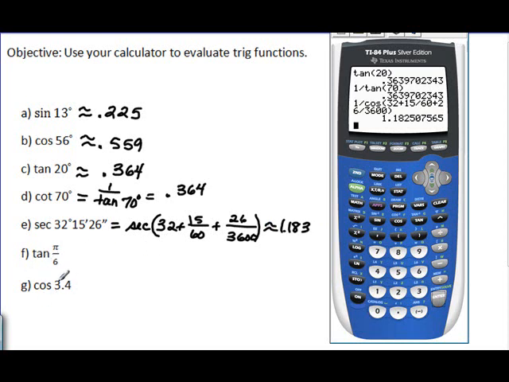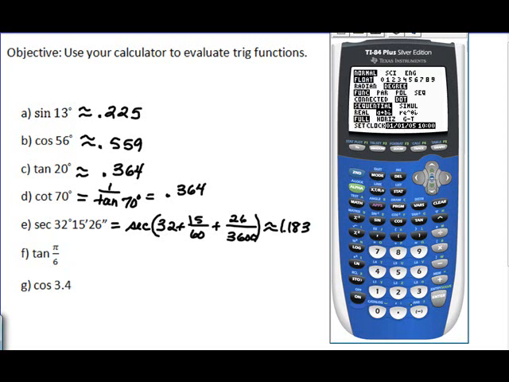Now, notice the last two are in terms of radians, right? I don't have a degree symbol, so that's understood to be radians. So to enter those, I'm going to need to go back to my mode, convert from degrees to radian mode, and press enter. And now let me clear back to the screen.